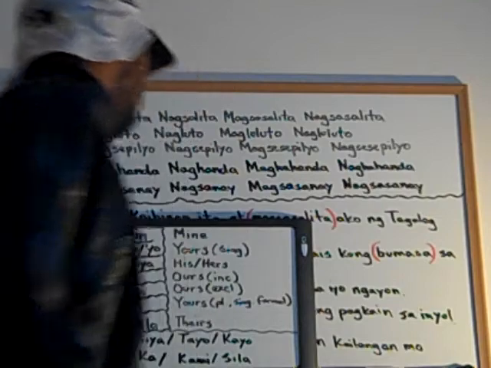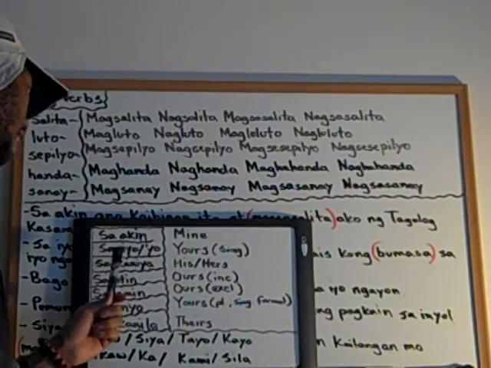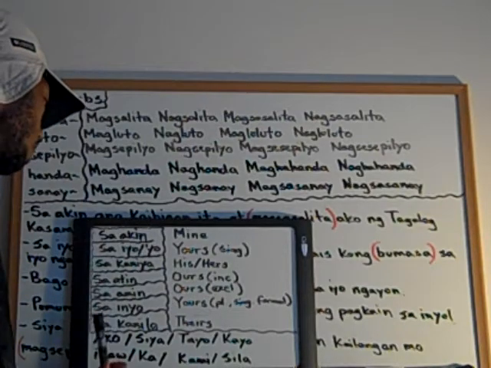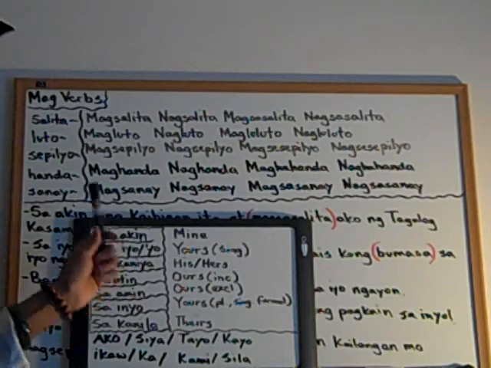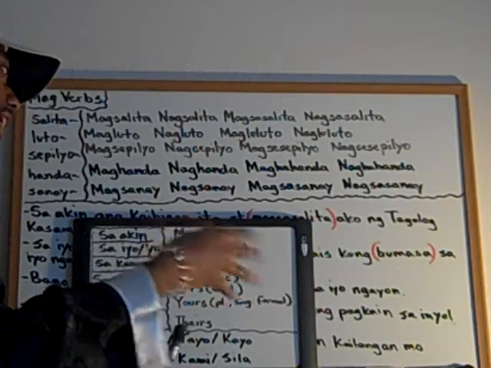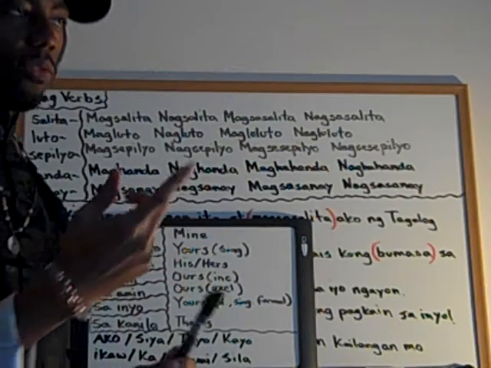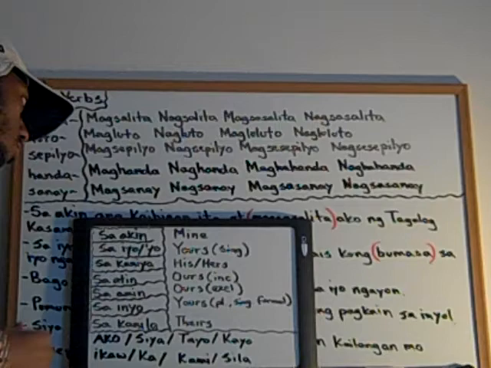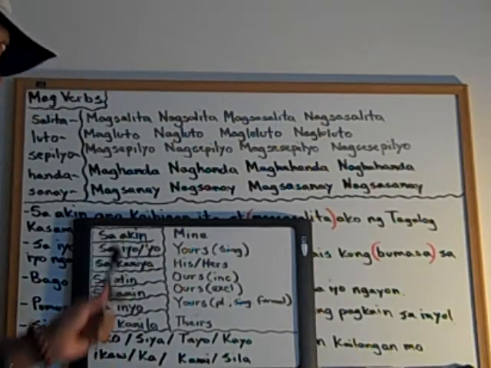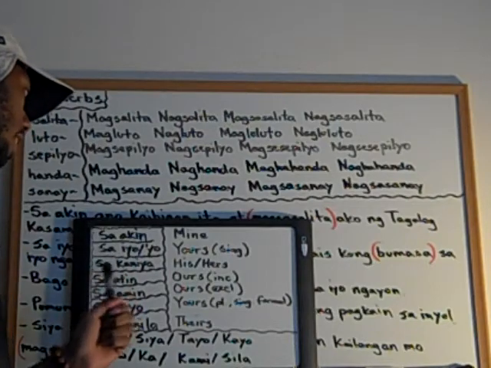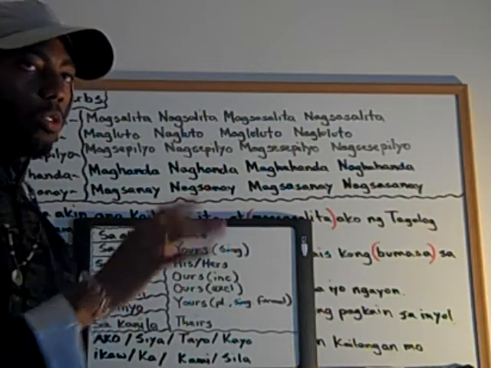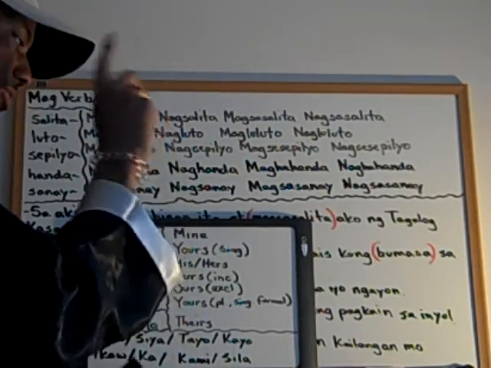What we have here, we have sa akin, sa iyo, sa kaniya, sa atin, sa amin, sa inyo, sa kanila. So first of all, when you see this sa akin, this is the first thing you can use for possessions. I made some example sentences here. I'm going to get to those in a minute. But when you see sa akin, sa iyo, sa kaniya, sa atin, sa amin, sa inyo, sa kanila, those are showing possession. Okay, that's the first thing.